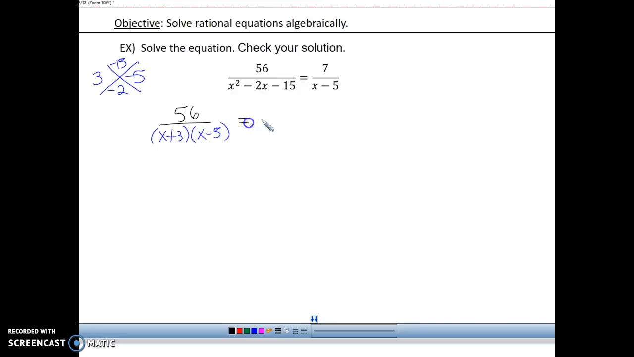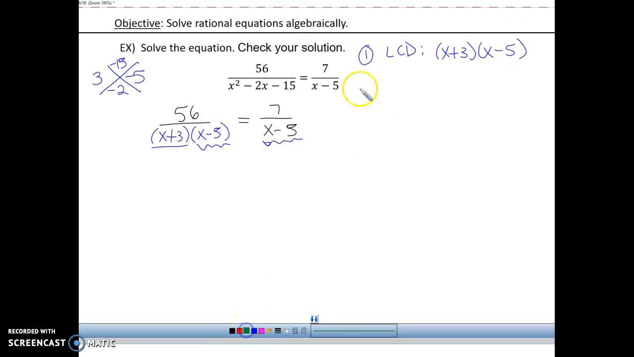And then my second fraction, I have 7 over x minus 5. I can't really do anything to that. Then you want to check for the LCD. So that's step 1. I'm going to start over here because then I run out of room. So LCD, what do they have in common? I have a x minus 5 in common and a x plus 3 left over. So x plus 3 and x minus 5. Remember, what they have in common, you only write it one time.